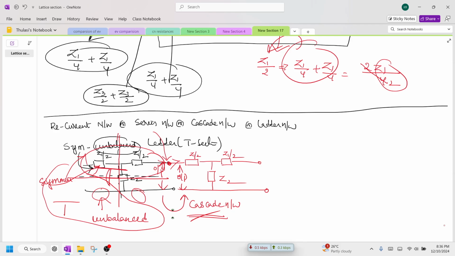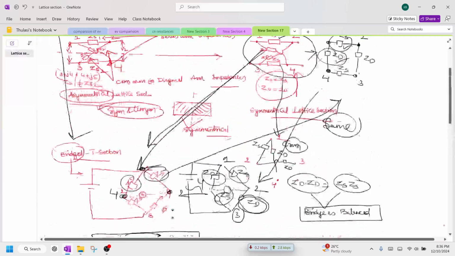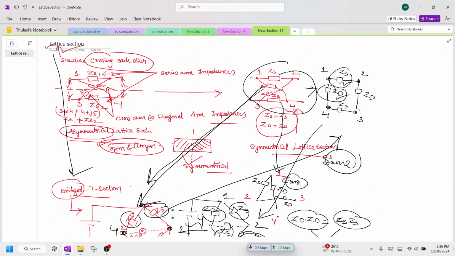So hope you got the basics of all the recurrent networks, bridge network, and lattice structure.